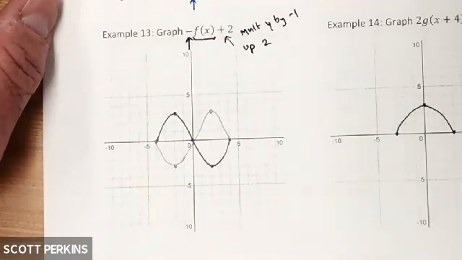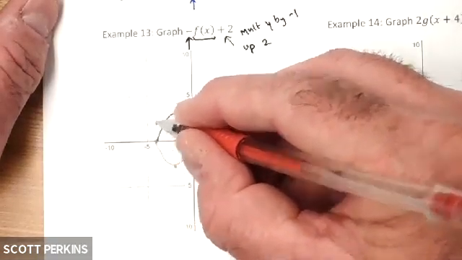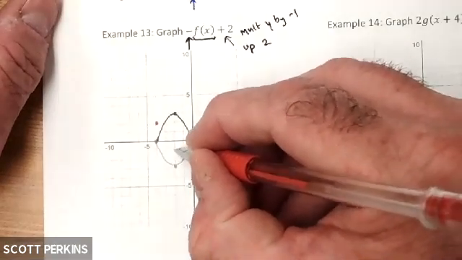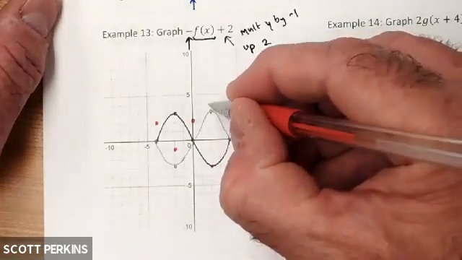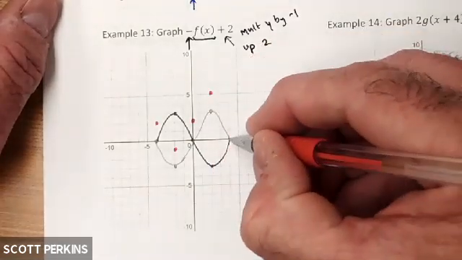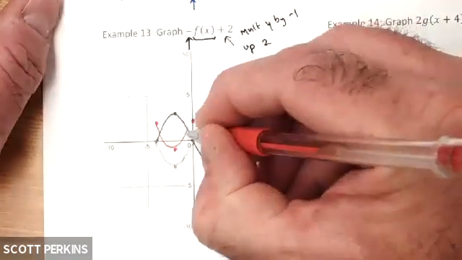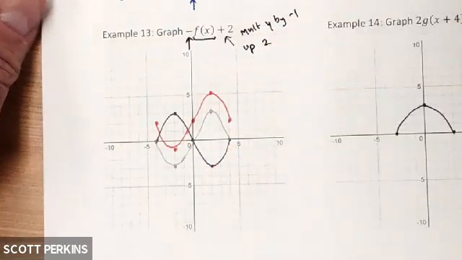And now I'm going to take that graph and I'm going to move the whole thing up 2. So this leftmost point goes 1, 2 up. This point here goes 1, 2 up. This middle point, 1, 2 up. This point, 1, 2 up. And finally, 1, 2 up. And you can see that my reflected graph now has been moved up 2 units, and it looks like that.